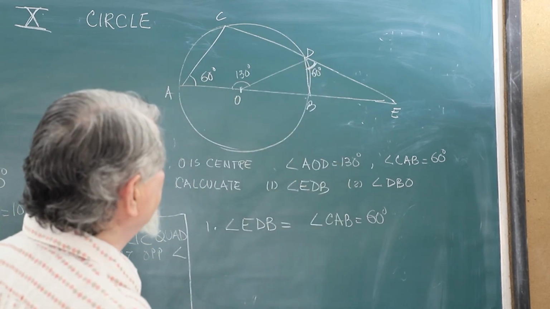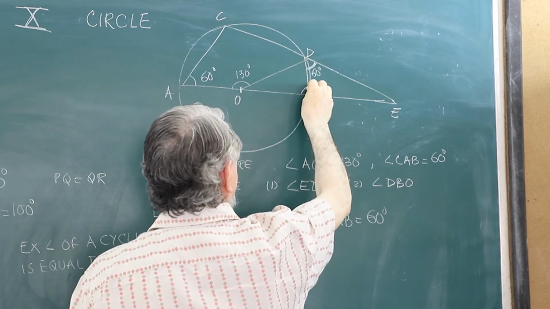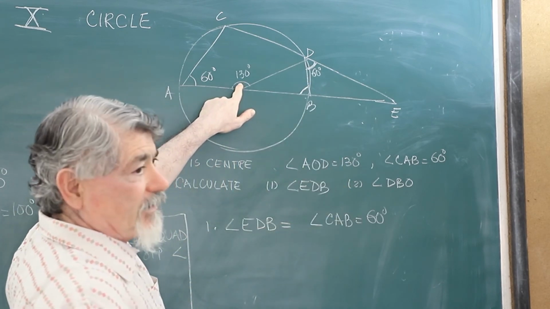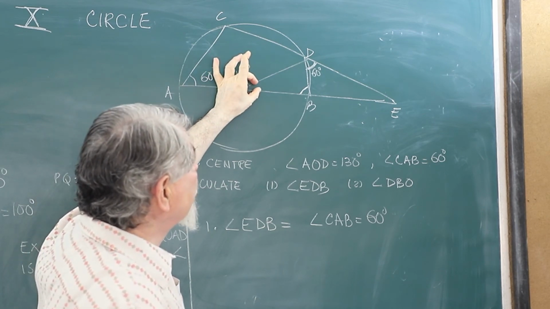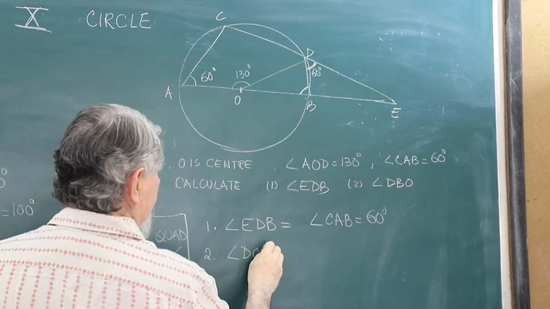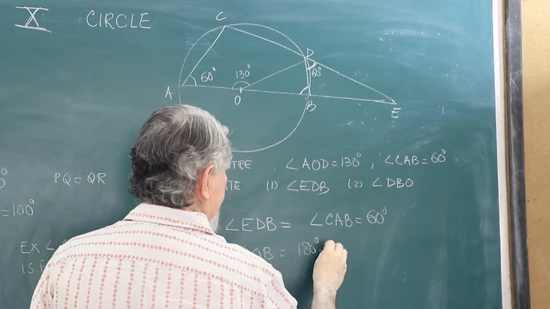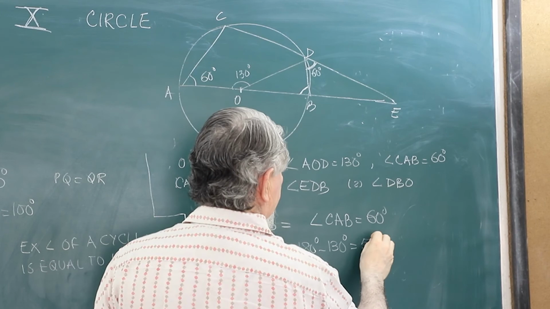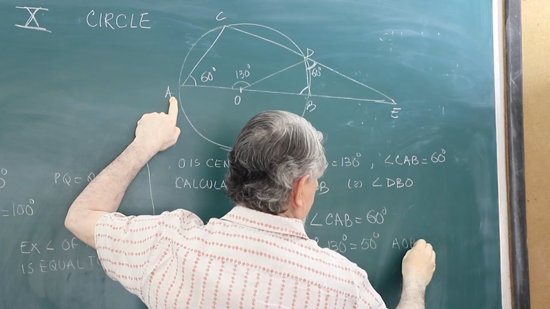Now I want angle DBO. How do I calculate this angle? This is 180 degrees, this angle is 130 degrees. I will say angle DOB will be 180 minus 130, adjacent angles on a straight line. It will be 50 degrees. Why? Because AOB is a straight line.